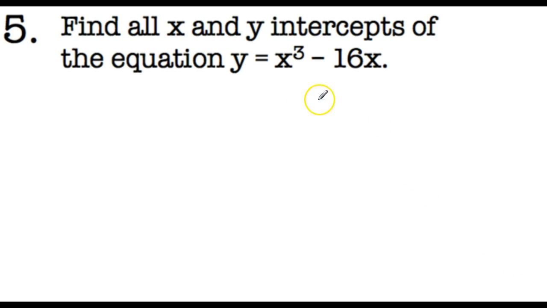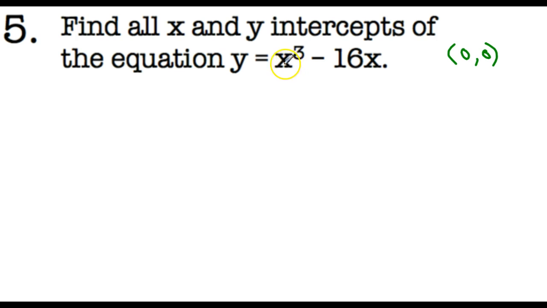Find all the x and y intercepts of this equation. So let's put 0 in for x. When you put 0 in for x, what do you get for y? Well, 0 cubed minus 0 is 0. So when x is 0, y equals 0. That's both an x and a y intercept there.